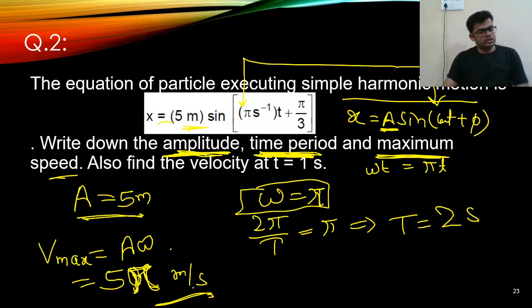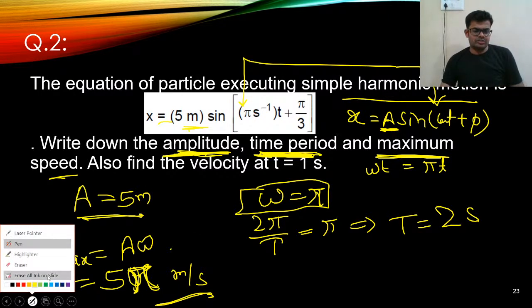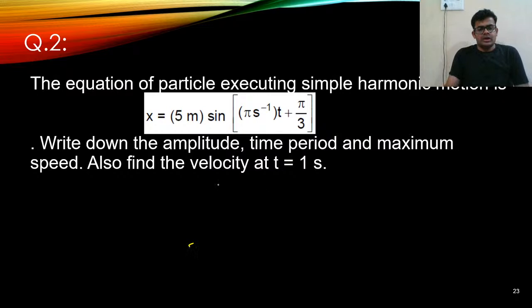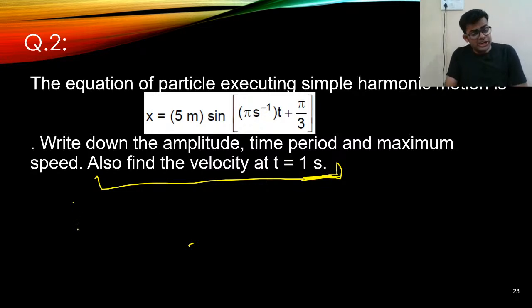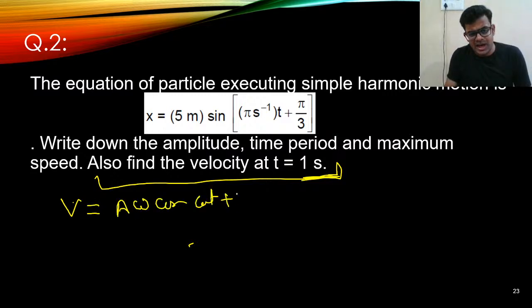Okay. So this all I have solved, but last question is remaining. So let us solve last question. What is the velocity of the particle at t equals 1 second? So we need to find velocity at t equals 1. Means we need velocity as a function of time. So what is that? A omega cos(omega t plus phi). This is the formula, you know.